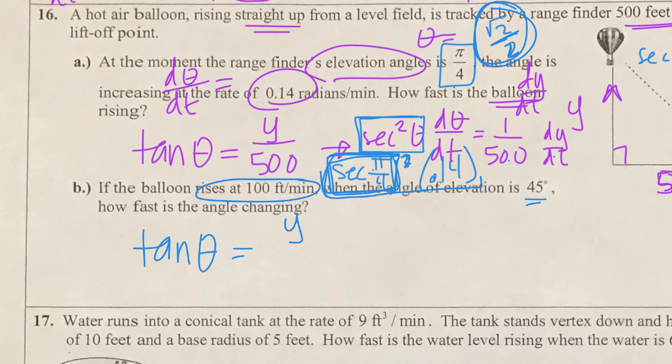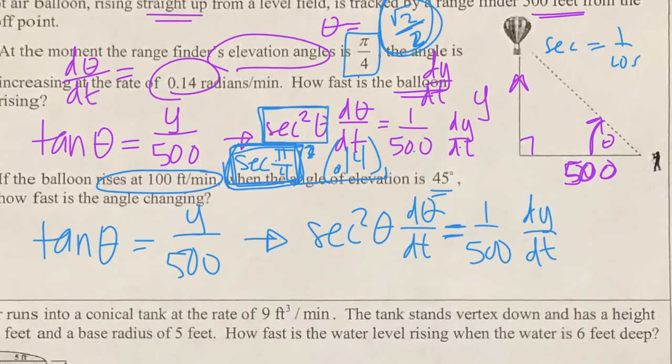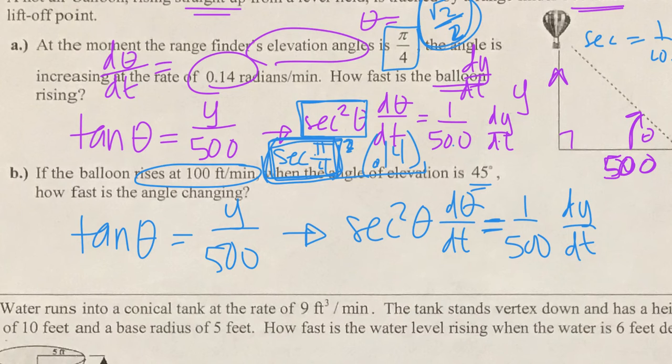So tan theta equals y over 500 becomes secant squared d theta dt equals 1 over 500 dy dt. Okay, so let's see, what do we know? Now we know this is 45 degrees. So we can once again use our unit circle to find that value. We know that dy dt is 100 now. Changing at 100. So we can do some division and figure out what our d theta dt is. How fast is our angle changing?